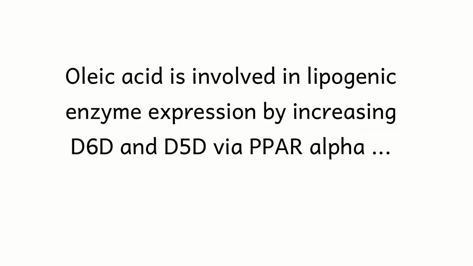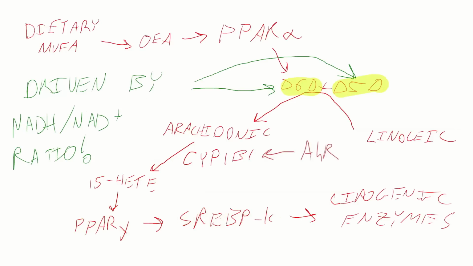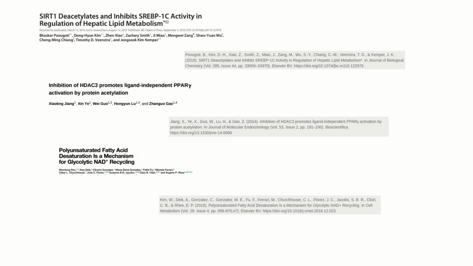And so we can say that oleic acid is involved in lipogenic enzyme expression by increasing D6D and D5D, but there is a catch. And here's the catch. And this is why that ratio of saturated fat to monounsaturated fat really matters, because PPAR gamma and SREBP-1C are only activated when they're acetylated. Furthermore, D6D and D5D, the enzymes that convert linoleic acid to arachidonic acid, are driven by the NADH to NAD plus ratio. Having a high NADH to NAD plus ratio and having acetylated enzymes are both associated with something called reductive stress.